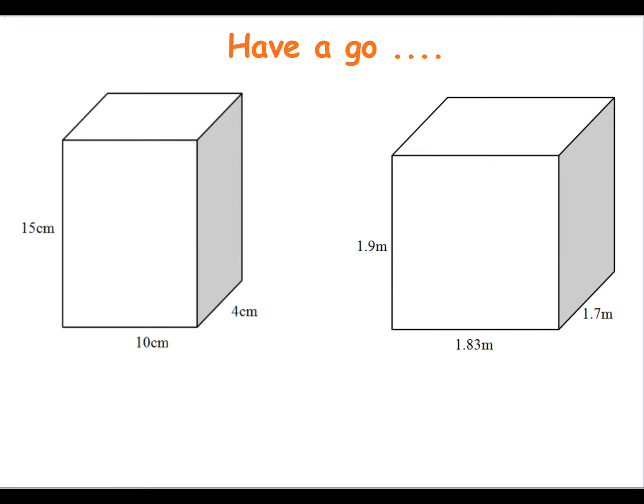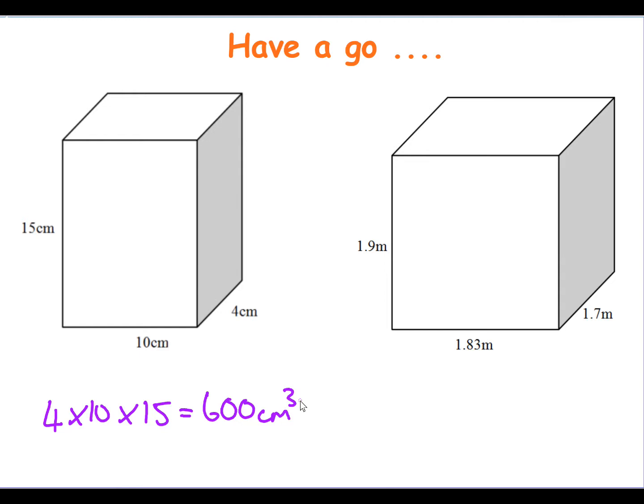So here are two cuboids for you to calculate the volume for. Okay, so for the first one, our three dimensions are 4 centimetres times 10 centimetres times 15 centimetres. And that gives us 600. They're centimetres and it's cubed because we're talking about volume.